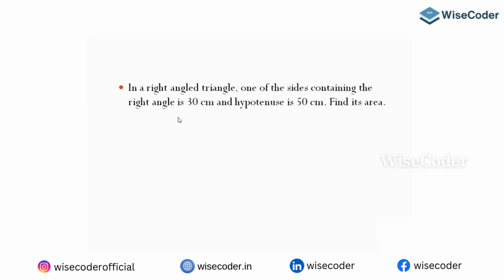What is the next question? The next question is about a triangle. Which kind of triangle? Right angle triangle. Okay, what is a right angle triangle? In a right angle triangle, one of the sides containing the right angle is 30, and the hypotenuse is 50. So they want the area. The right angle triangle area formula is half into base into height.